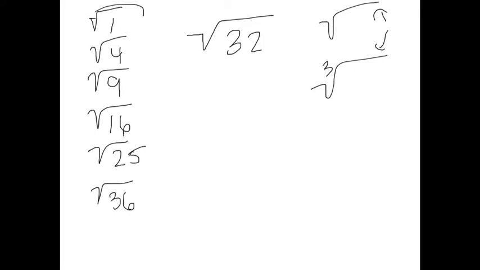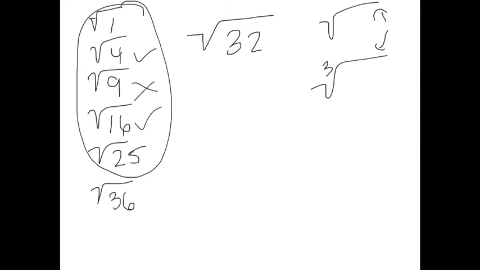So I'm going to be looking in this list of numbers, and I'm going to be asking myself, what is the largest factor of 32 that I see? Well, 4 is a factor of 32, 9 isn't a factor of 32, and 16 is a factor of 32, 25 is not. So I know that 4 and 16 are, and 9 and 25 are not. I'm going to go with the largest, which is 16.